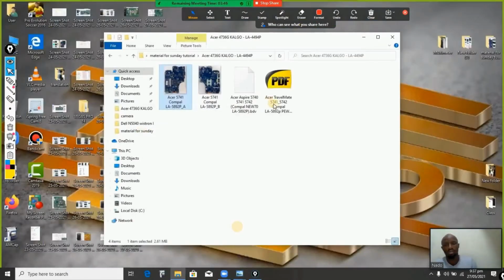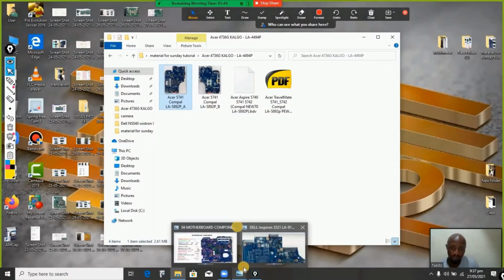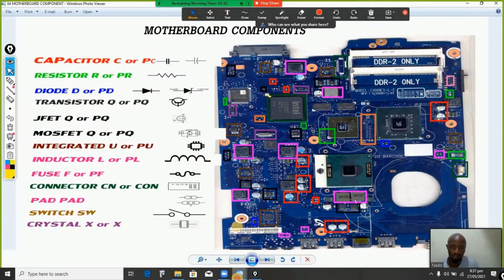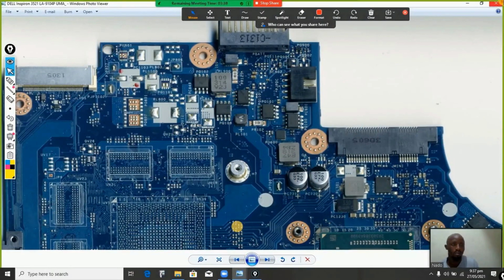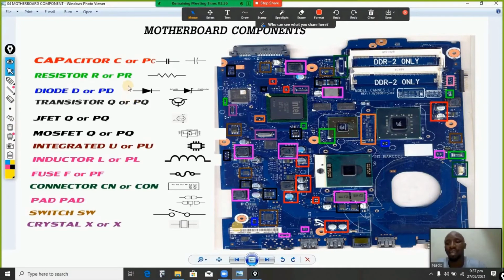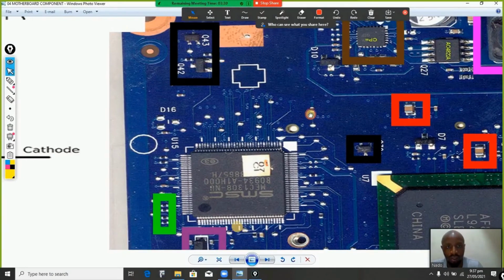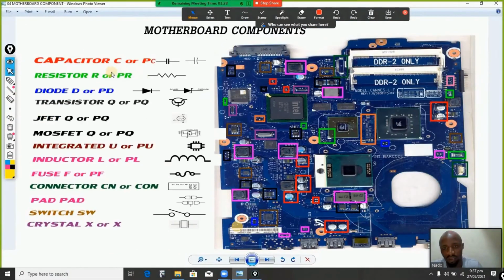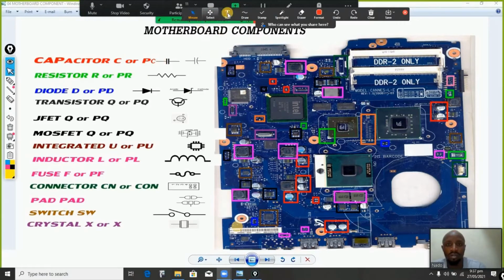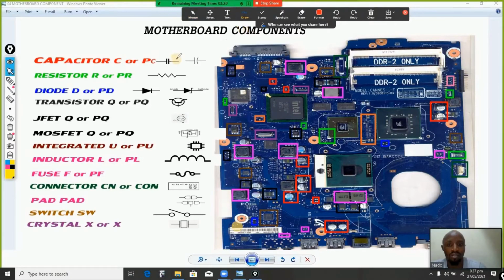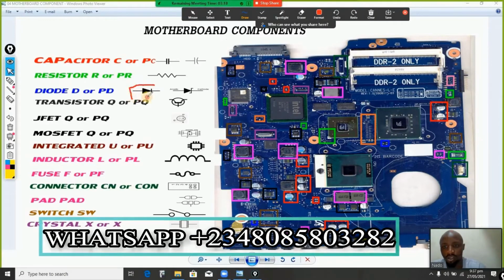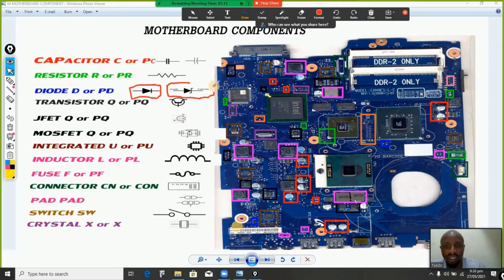Going for the next component. So what's the next component we have on the list? The next component we have here is the diode. So let me zoom out. Like I've explained about diode, this class is just an introduction to all these components. We have different types of diode, just two of them. We have the Zener diode and the normal diode.